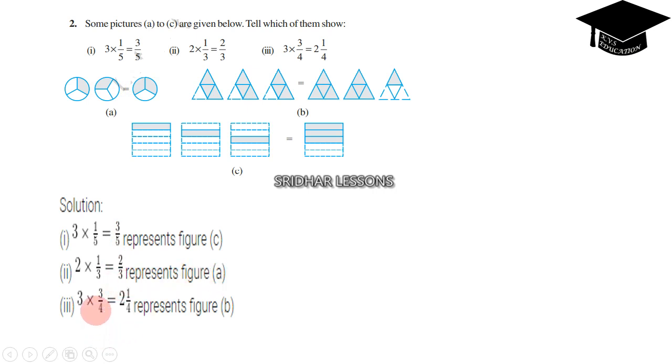And 3 into 3 by 4. See here, how many triangles are there? 1, 2, 3. 3 triangles are there. Okay, of which 4 were colored. This is 3 into 3 by 4. 3 by 4th of this one are colored. This one, and this one. So, this represents figure B.